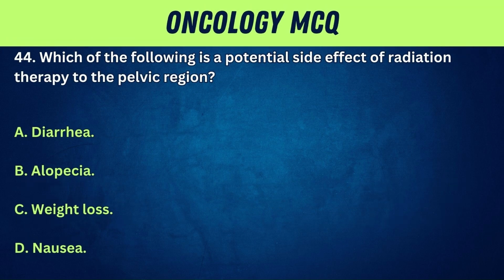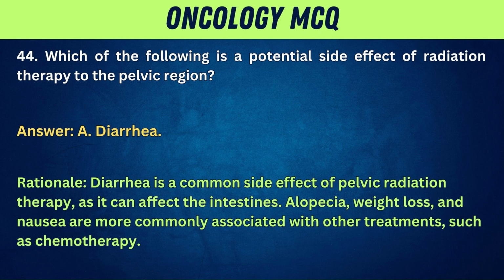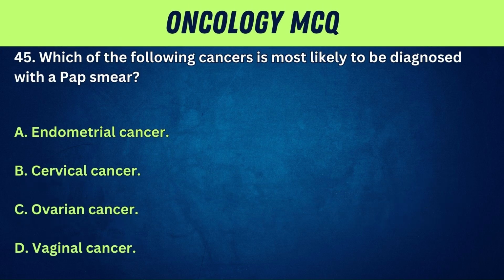44. Which of the following is a potential side effect of radiation therapy to the pelvic region? A. Diarrhea. B. Alopecia. C. Weight loss. D. Nausea. Answer: A. Diarrhea. Rationale: diarrhea is a common side effect of pelvic radiation therapy, as it can affect the intestines. Alopecia, weight loss, and nausea are more commonly associated with other treatments, such as chemotherapy.